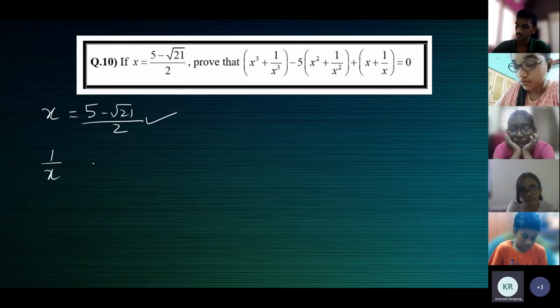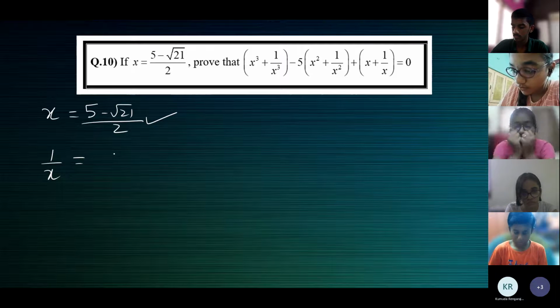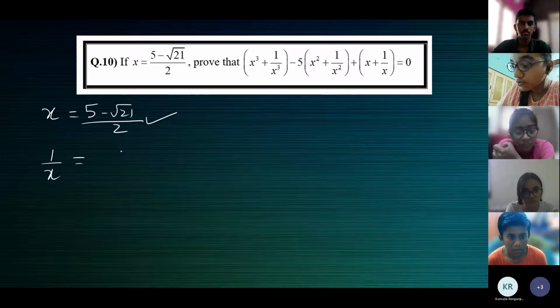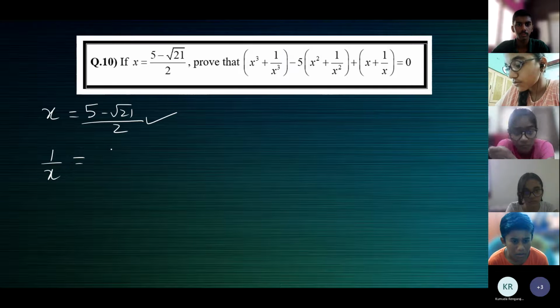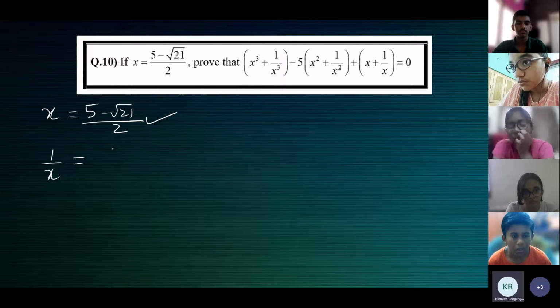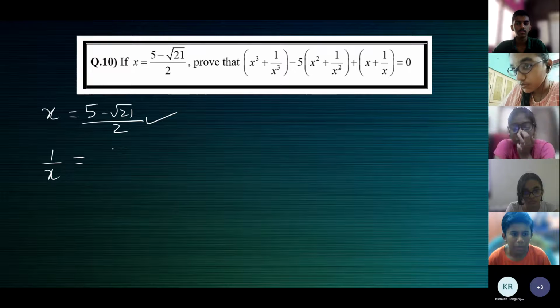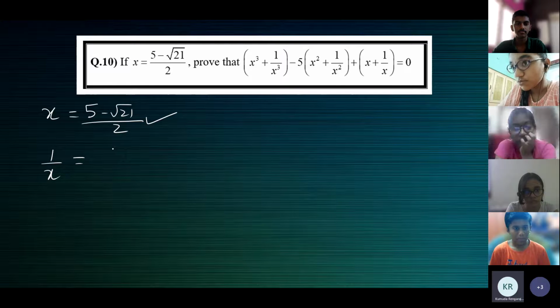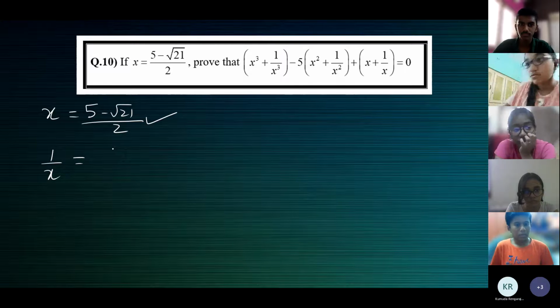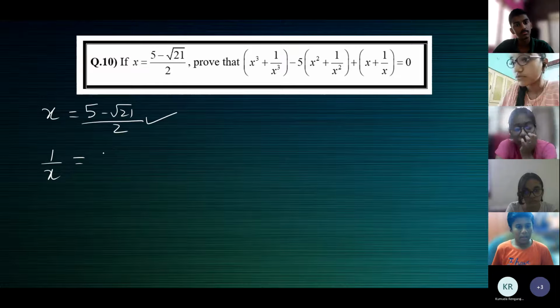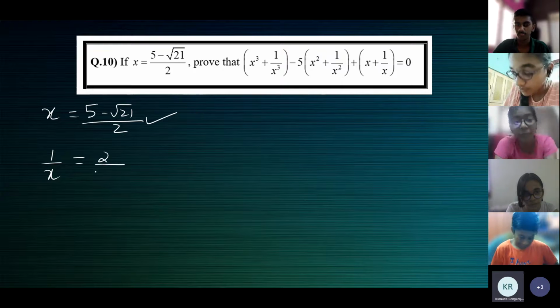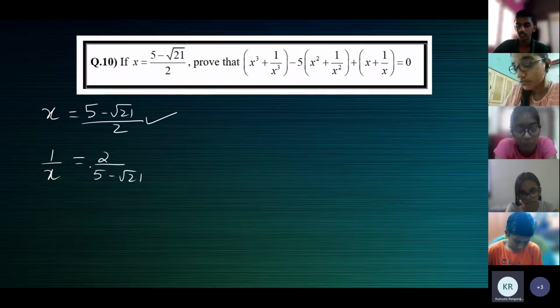Next, we need to find 1 by x. What is 1 by x, children? 1 by 5 minus root 21 by 2. What do we understand by 1 by x? The reciprocal of x, right? Yes, ma'am. Then what is the reciprocal of 5 minus root 21 by 2? 2 by 5 minus root 21. That's all. This is enough.